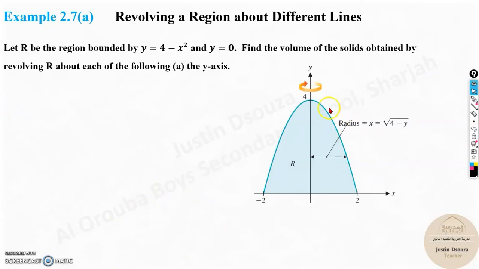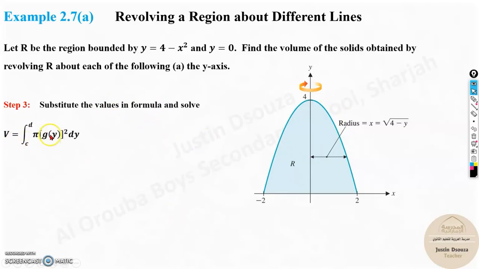Now we have this figure. Now all you need to do is substitute the values. We have the limits, we have the equation, substitute it over here, because we found the equation of x equals root of 4 minus y, that is squared, and over here pi and 0 to 4. And this is the answer, that is 25.13 unit cube.